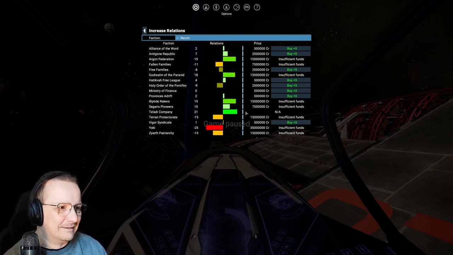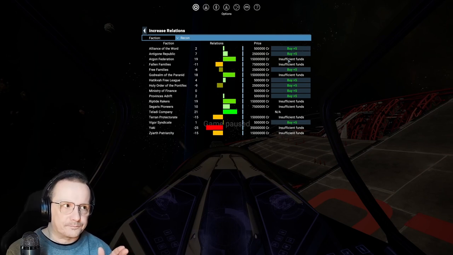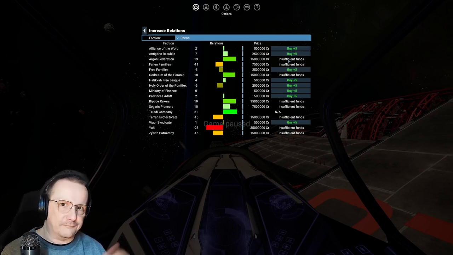Wow. So if I really want Argon, even once you're up to 19, notice that it costs 15 million to bump that up. The closer you are to 0, the less it costs to affect it by 5.